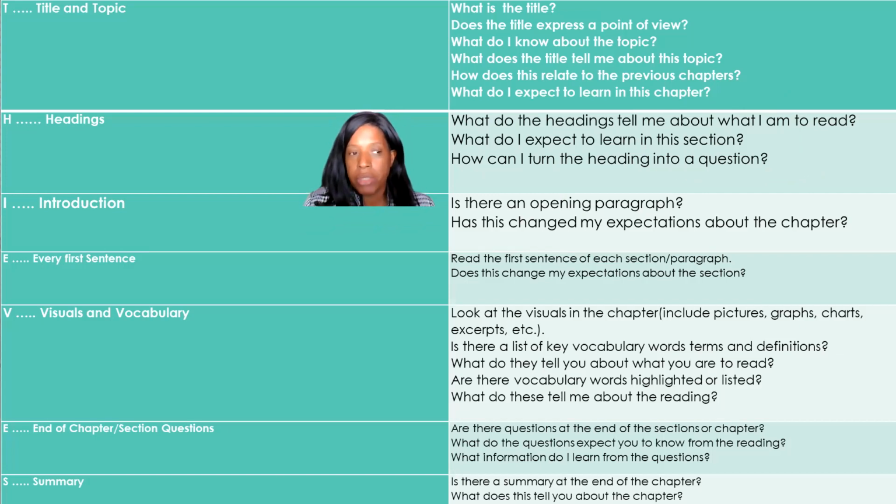Again, this was developed for university students, but we're also using it for middle schoolers, and they're doing beautifully at it. Now, what is the title? You get that from the textbook. Does the title express a point of view? That's from your brain. What do you know about the topic reading and remembering?